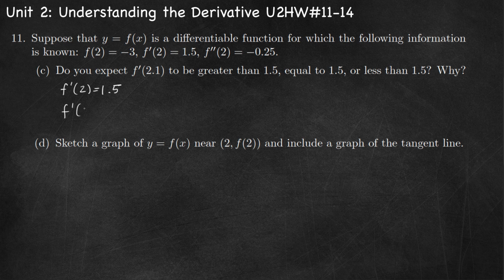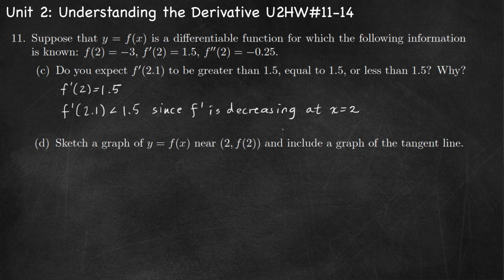So f prime of 2.1 would be less than 1.5, since f prime is decreasing at x equals 2. And again, we know that f prime is decreasing because its derivative, f double prime, is negative.